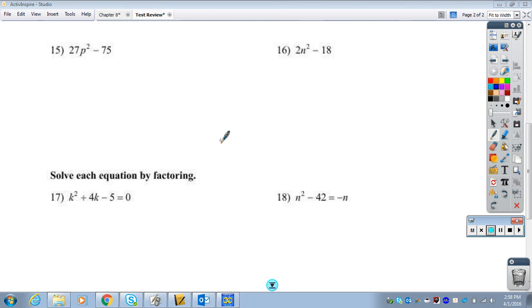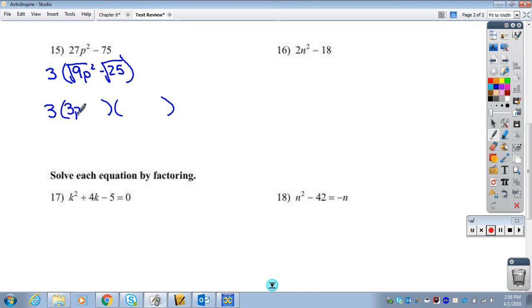Okay, if we look at 15, it looks like a difference of squares again, except 27 and 75 are not perfect squares. So when that happens, you need to check for a common factor. 27 and 75 are both divisible by 3, so I can factor out a 3. And then I'm left with 9p squared minus 25. Now, if I look at the two terms in parentheses, they are perfect squares, so I can factor this further. Still have my 3. And my two new terms now are 3p and 5, one plus, one minus.